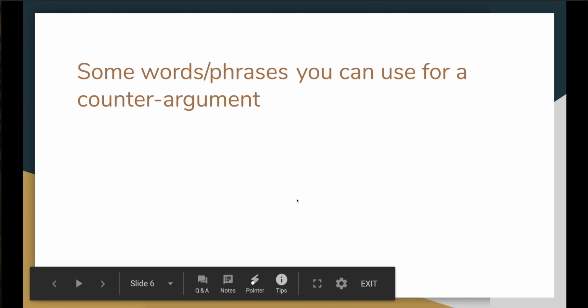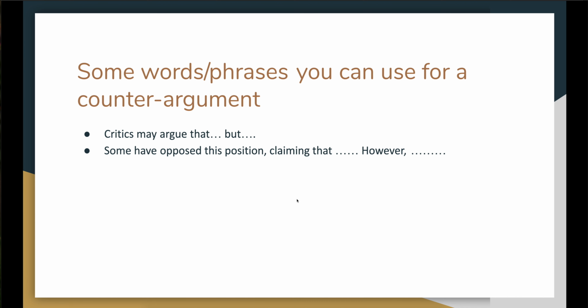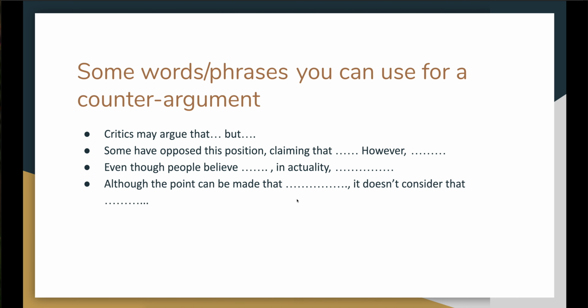So now we have some words or phrases that you can use for argument. You might say something like, critics may argue that blah blah blah, but, etc., and you counter it. You might say, some have opposed this position, claiming that da da da, however, and then you counter it. You might also say, even though people believe da da da, in actuality, and then you explain your counter to their position. Another way to do it is, although one point can be made that da da da, it doesn't consider, so you're basically showing a point that the opposition has not considered, which makes their own position weak.